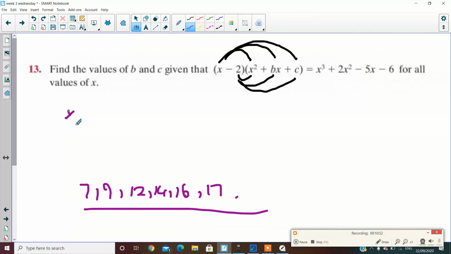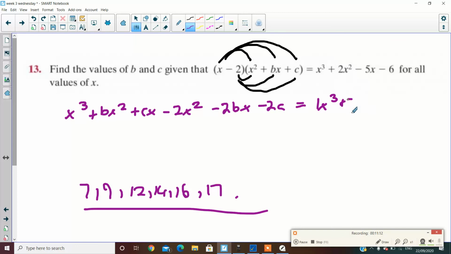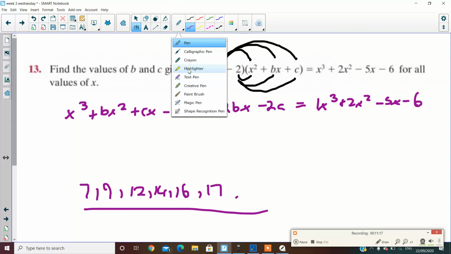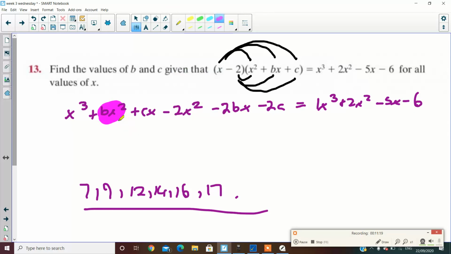You multiply this out, you get x cubed plus bx squared plus cx minus 2x squared minus 2bx minus 2c equals 1x cubed plus 2x squared minus 5x minus 6. Color code them. Bx squared minus 2x squared must equal 2.